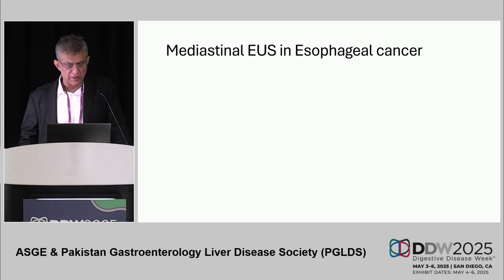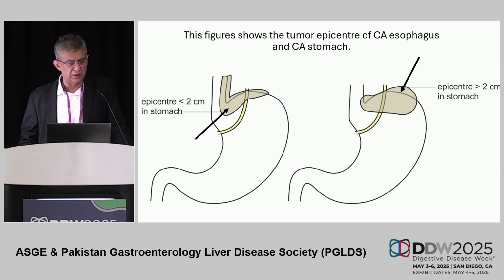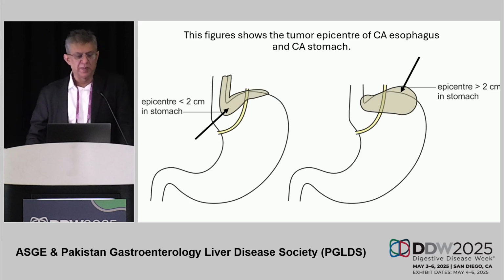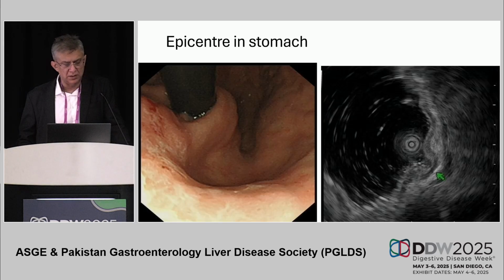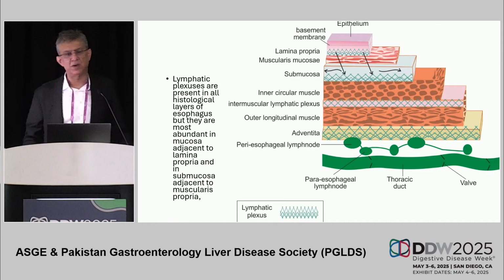What about esophageal cancer? When you look at esophageal cancer, the first thing we have to find out is if the epicenter is less than 2 centimeter or more than 2 centimeter, this is CA esophagus versus CA stomach. The epicenter is in the stomach in this case, so this is a stomach cancer, whereas this is esophageal cancer.